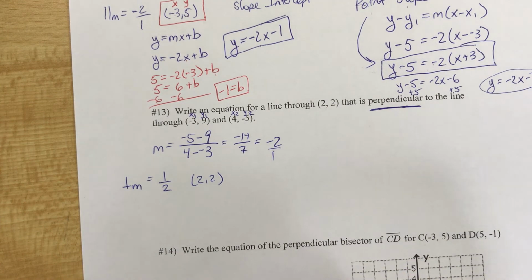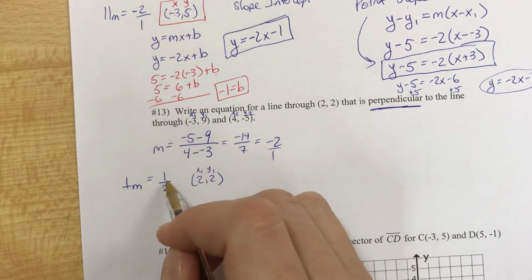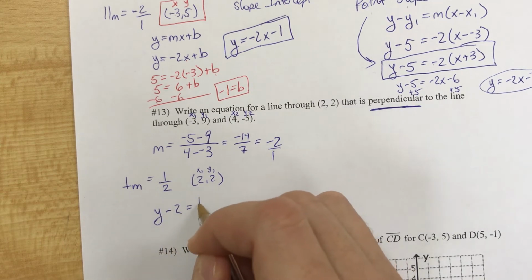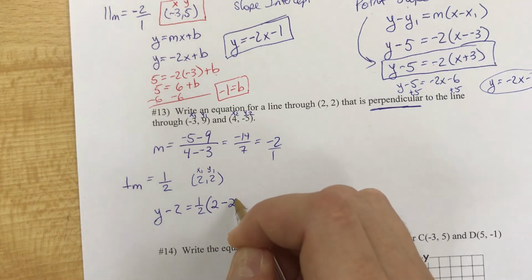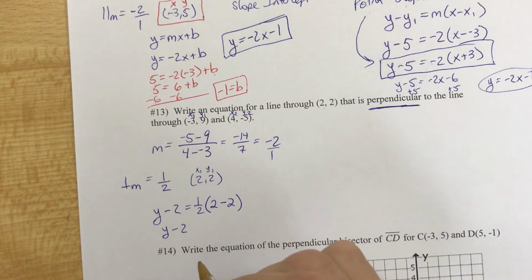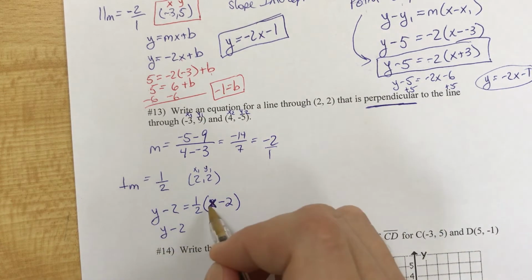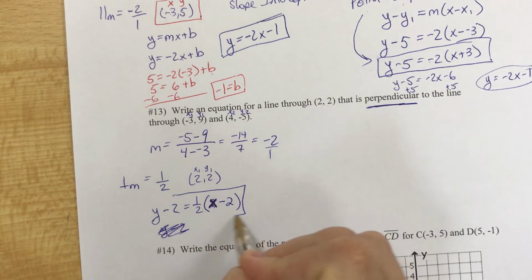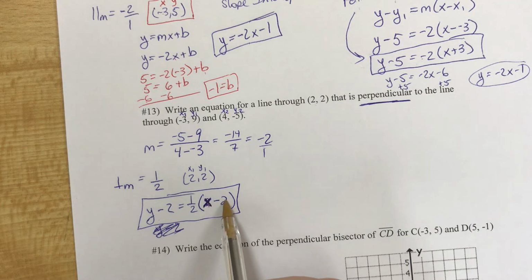Again, it might be easier to use point-slope. We have the point, we have the slope, so I'm going to just say y minus y1 equals m times (x minus x1). Y minus 2 equals 1/2 times (x minus 2). The y and the x just stay as y and x. That right there is actually a good answer.